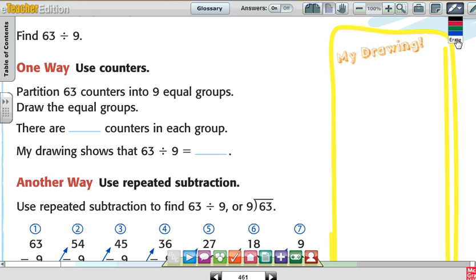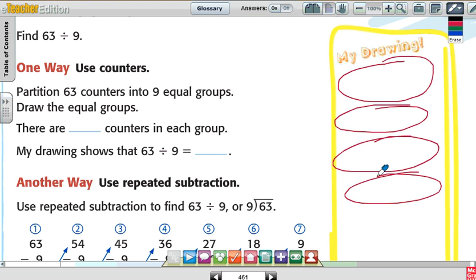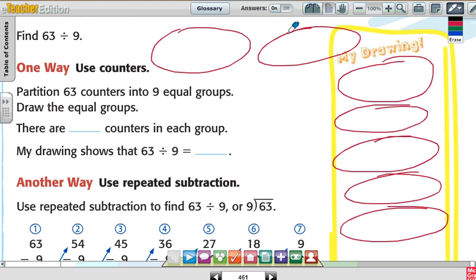Here, let's do that small one. 1, 2, 3, 4, 5, 6, 7, 8, 9. Okay, and you put 1 counter in each group until you get to 63. So something like this.